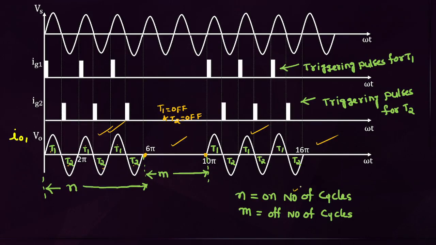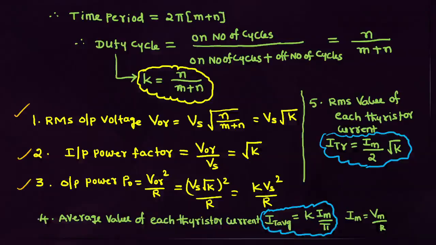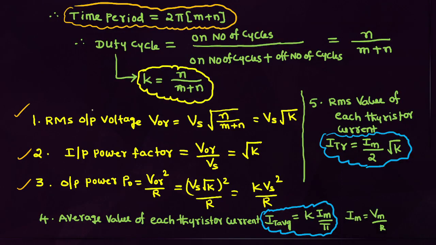Let n is the on number of cycles, m is the off number of cycles, friends. Important formulas you can get here. Then you have to define total time period equal to 2 pi into (m plus n). What is n here? On number of cycles. What is m here? Off number of cycles. Then we can also define duty cycle, friends. Duty cycle equal to on time by total time period. That is on number of cycles by on number of cycles plus off number of cycles. This is called duty cycle. Duty cycle is denoted by K here.